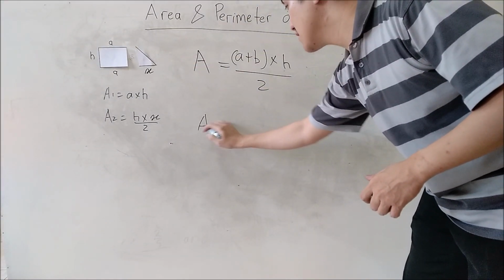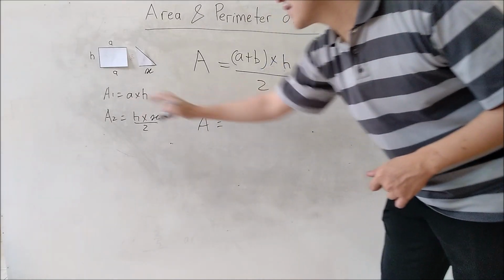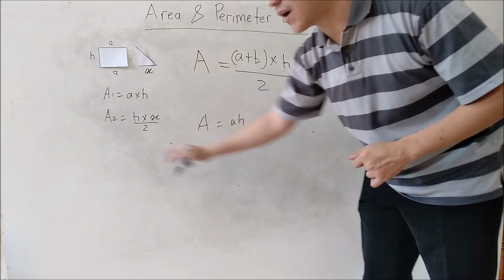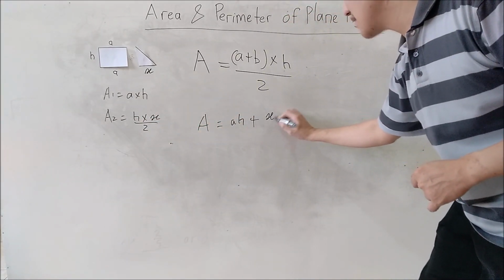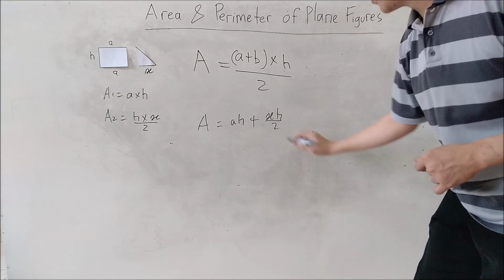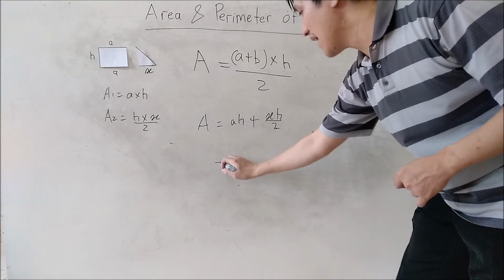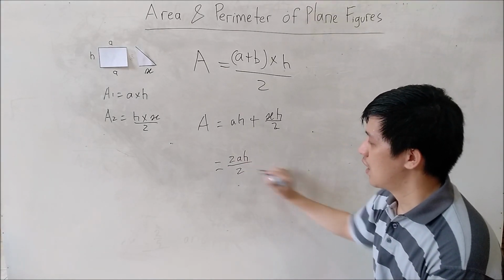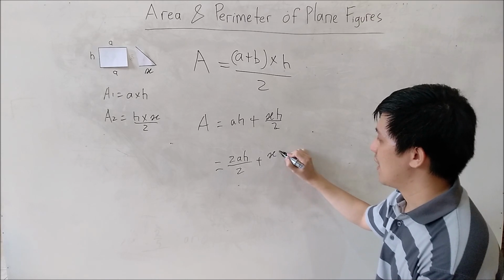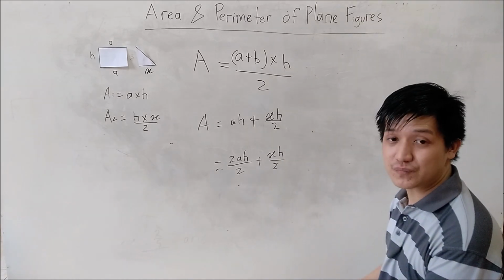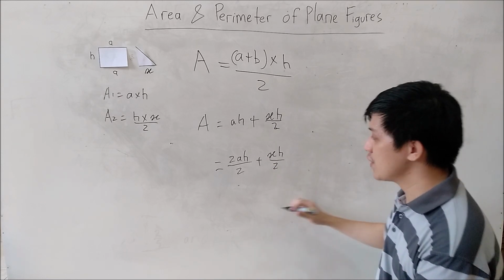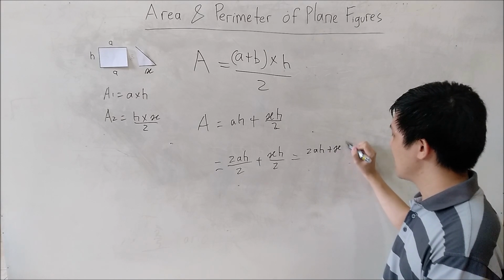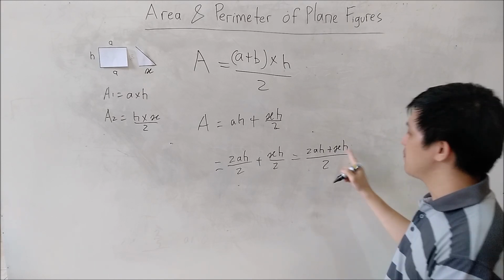So the area of the trapezium will be a times h, which is ah, plus x times h divided by 2, which is xh divided by 2, right? When we try to finish this, we will get 2ah out of 2 plus xh out of 2. If you have learned about algebra, you know that this 2ah plus xh can be factorized.